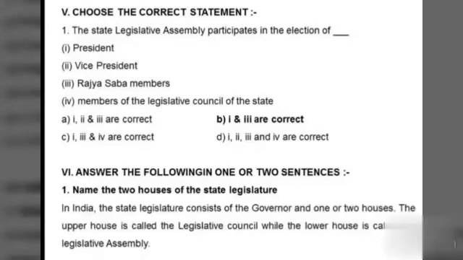Sixth Roman letter, answer the following in 1 or 2 sentences. Name the 2 houses of the state legislature. In India, the state legislatures consist of the governor and 1 or 2 houses. The upper house is called the legislative council, while the lower house is called the legislative assembly. Very simply saying, upper house, legislative council; lower house, legislative assembly.